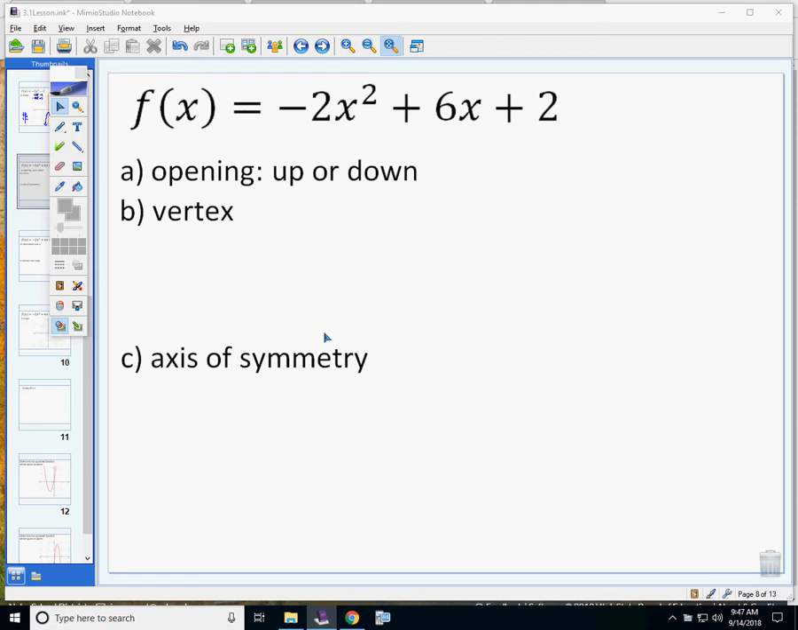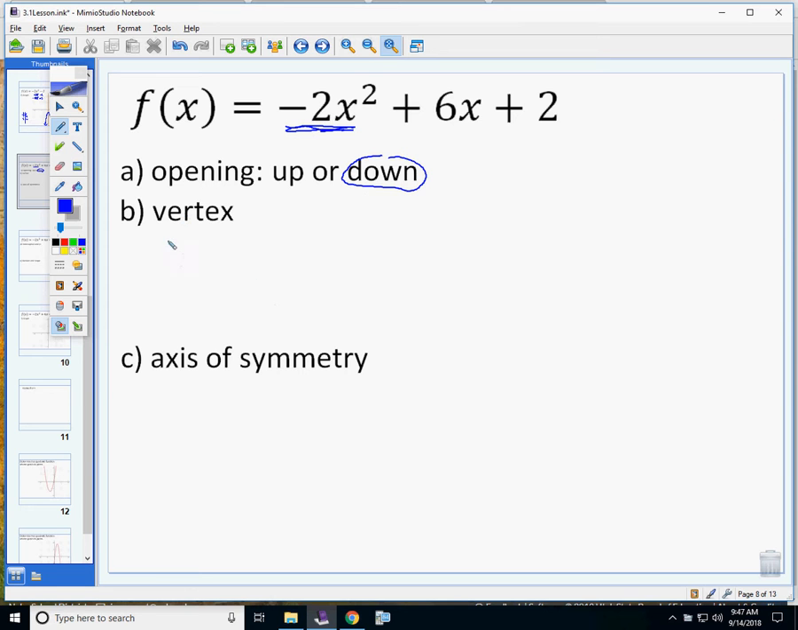Alright, here's another example. We've got negative 2x squared plus 6x plus 2. So, opening up or down? We'd look at this part right here that's got the x squared. It's negative, so this one is opening down.